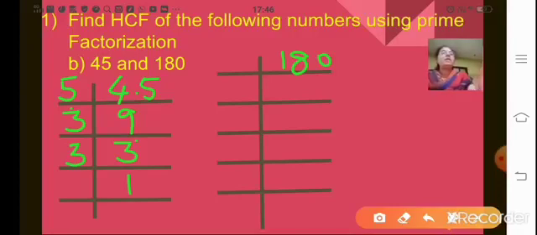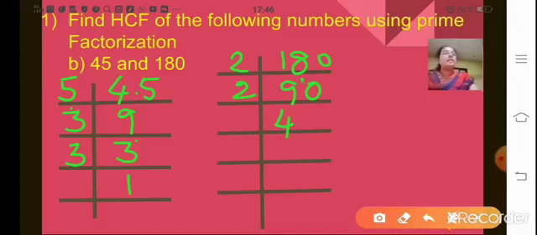3 ones are 3. Now coming to the next number, 180. The number in the ones place is 0. So it is easily divisible by the number 2. 2 nines are 18. 0 you'll write as it is. Again 0 in the ones place, so it is divisible by 2. 2 fours are 8, and 1 carry over here.